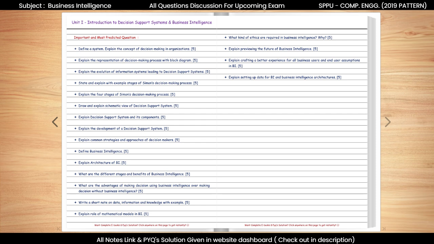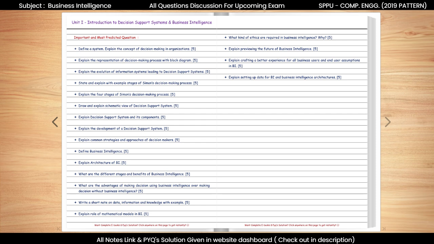Now, let us move on to our next important topic, architecture of business intelligence. From this topic, we can expect questions such as, explain architecture of business intelligence. If I explain the architecture in words, data is collected from multiple sources, stored in a data warehouse, processed using analytical tools, and presented through dashboards and reports to business users. This architecture supports informed decision-making.